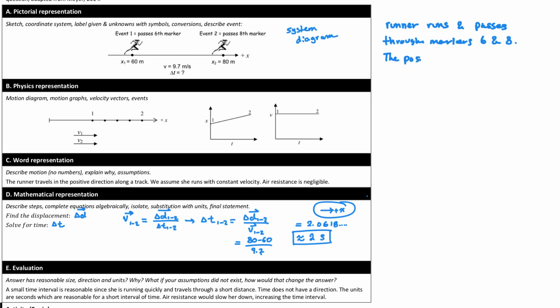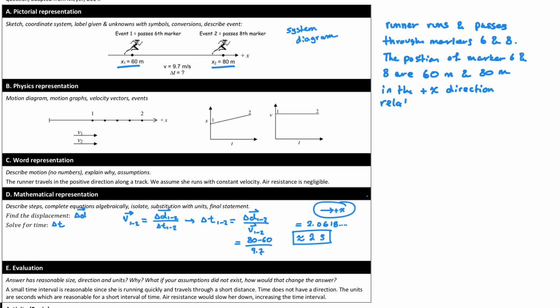The positions of markers 6 and 8 are, in this case, the position of marker 6 is 60 meters, and for 8 it is 80 meters in the positive x direction relative to, in this case, the reference point. We're going to call it the starting point.